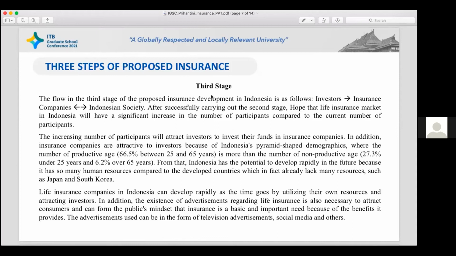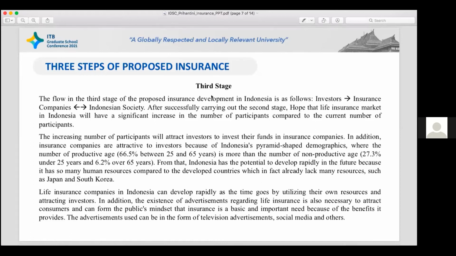In addition, insurance companies are attractive to investors because of Indonesia's pyramid-shaped demographic, where the number of productive age is more than the number of non-productive age. So from that, Indonesia has the potential to develop rapidly in the future because it has so many human resources compared to the developed countries, which in fact already have an aging population, such as Japan and South Korea.